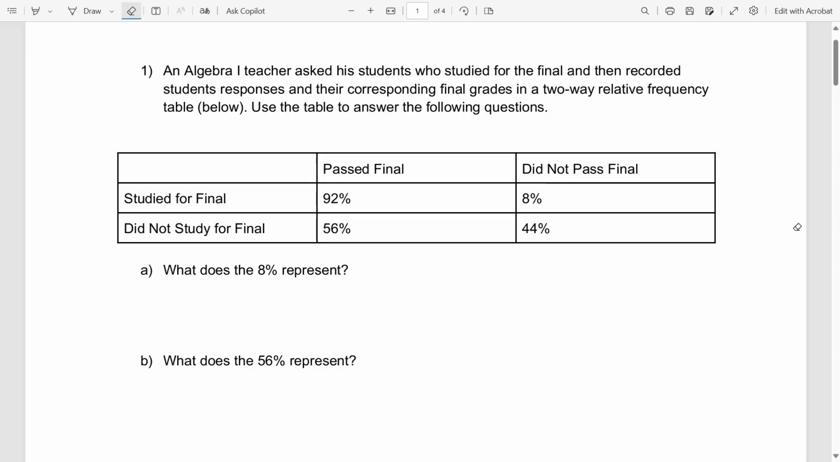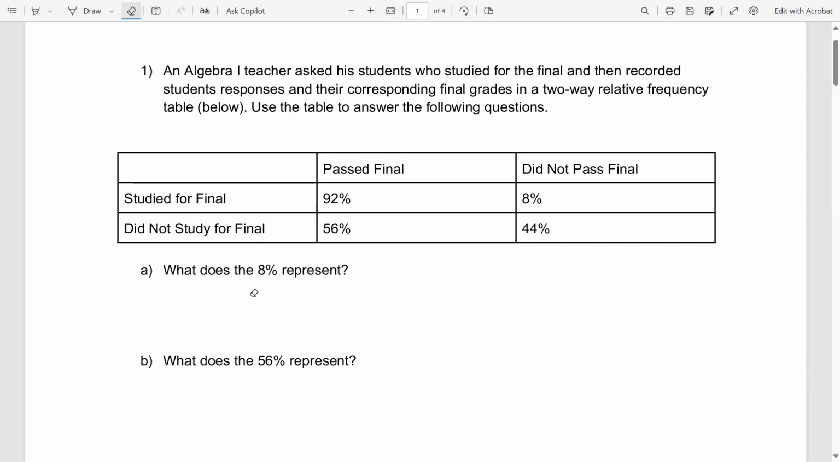In this video, we're going to be covering two-way relative frequency tables. Let's look at question 1. It reads, an Algebra 1 teacher asked his students who studied for the final and then recorded the student responses and the corresponding final grades in a two-way relative frequency table. The table here that's below. Use the table to answer the following questions.